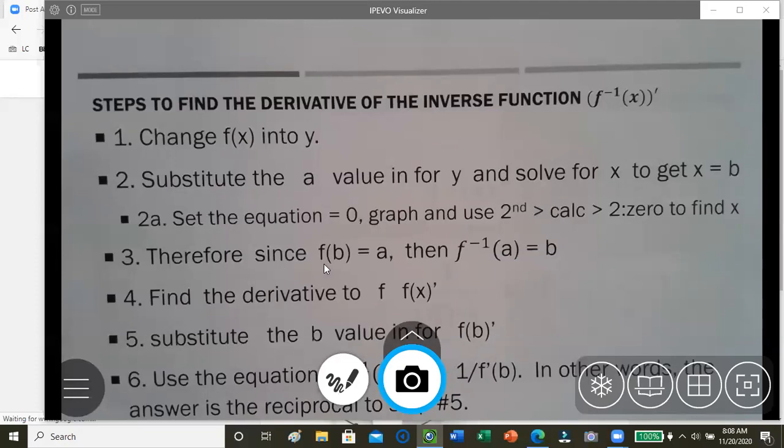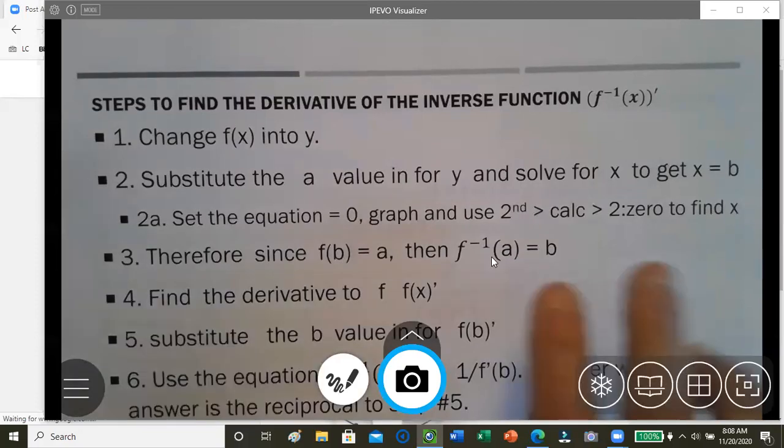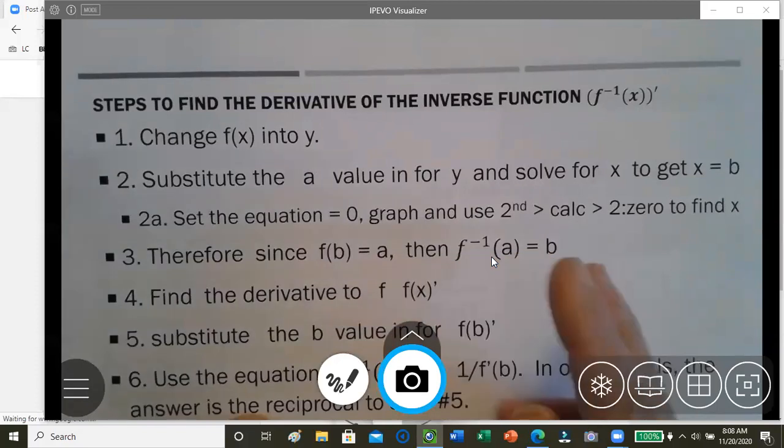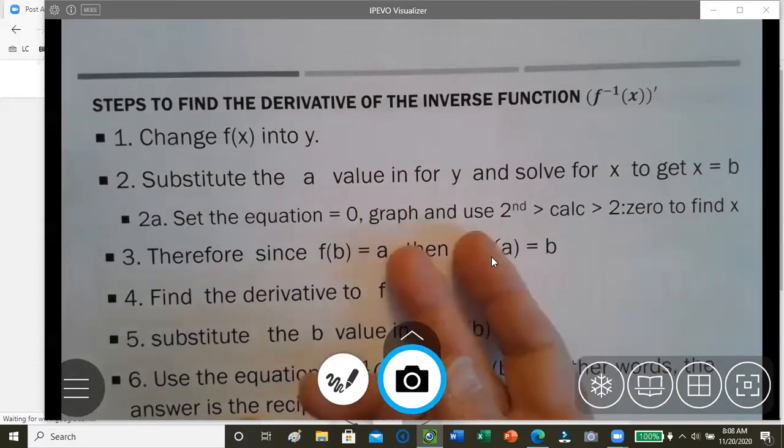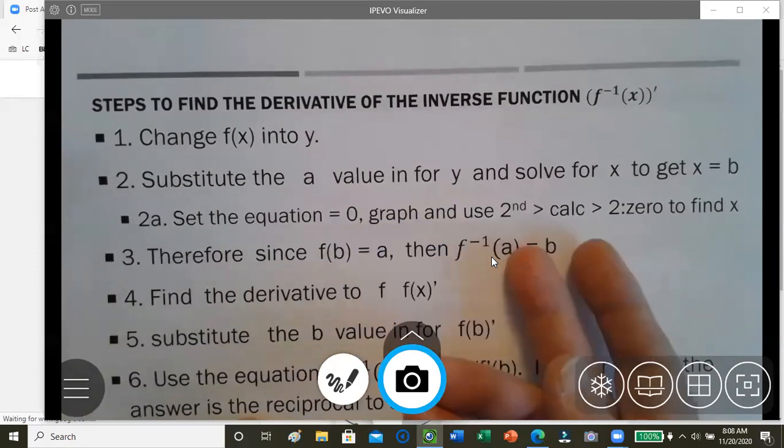Therefore, since f of b equals a, once we find x, we find b. So we're given the y value, and we have to find b. Once we find b, then for the inverse function, you just switch these two, and the output of our function is the input to our inverse function, and we get the b value out.